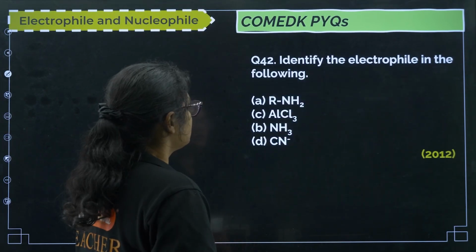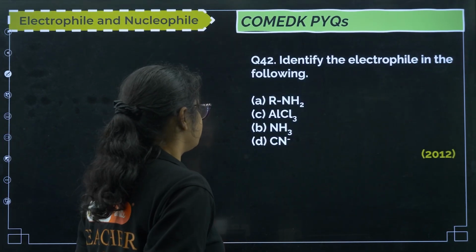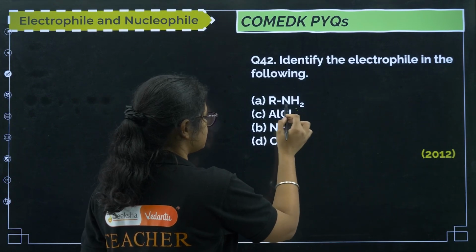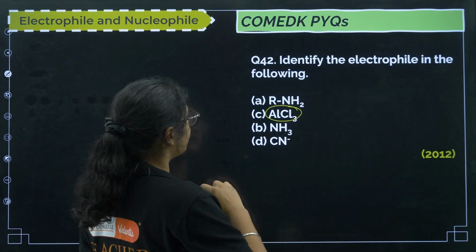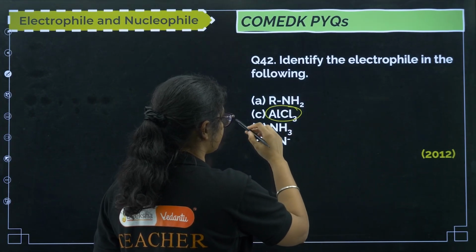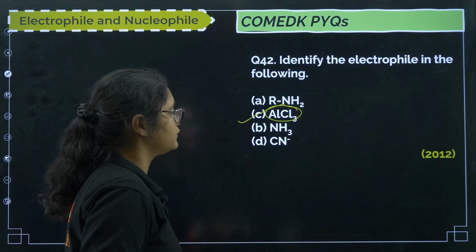Okay. Next, identify the electrophile. So you can see here AlCl3. AlCl3 is what? Lewis acid, electron deficient. So this is an electrophile here.